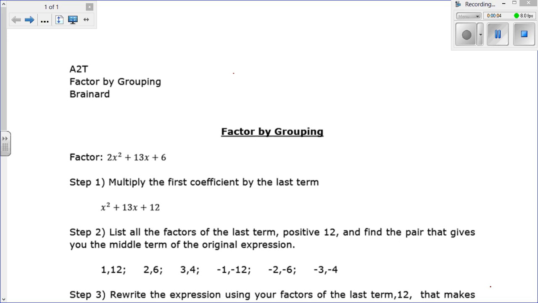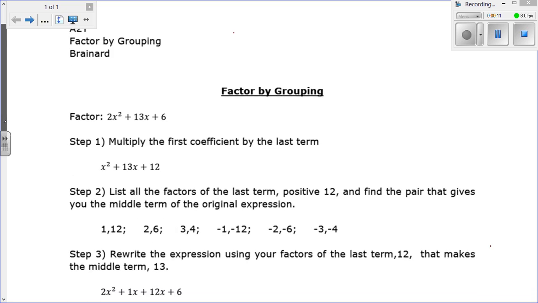Okay, for those of you who asked, this is a review of factoring by grouping when you have just three terms, or a trinomial. So if we want to factor 2x squared plus 13x plus 6, the first thing we would do is multiply this first coefficient, the 2, times the 6 at the end. And when you do that, you get 12. The next thing you want to do is list all the factors of the last term, which is a positive 12, and find the pair that gives you the middle term of the original expression.